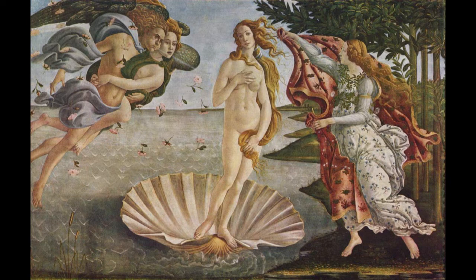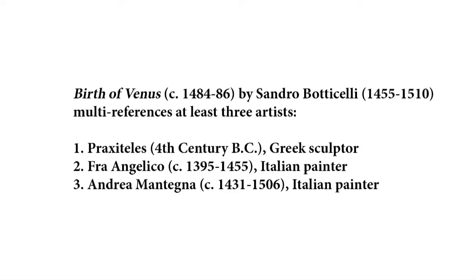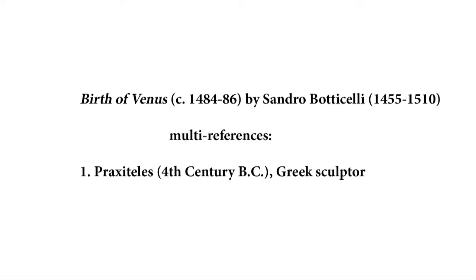Many books have been written about the Birth of Venus painting, and so I'm going to focus my analysis on the theory that Botticelli is multi-referencing other artists in creating his lines and shapes in the painting. Here is my own definition of multi-referencing. Botticelli multi-references at least 3 artists that I've found, and I will show you examples in this video.